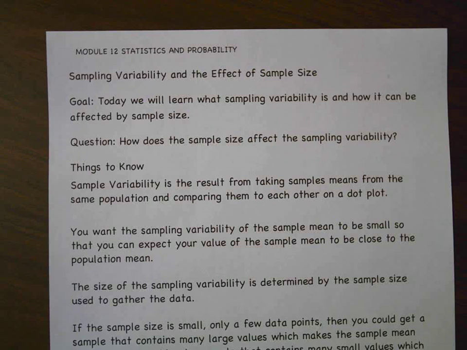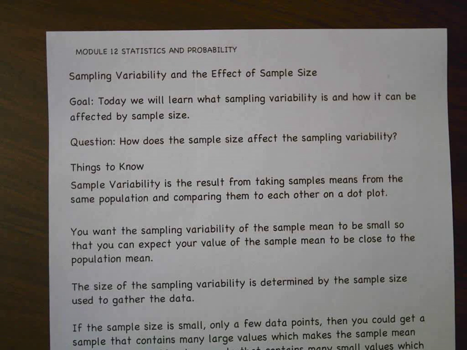All right, in our Things to Know section, we're going to discuss what sample variability is. Sample variability is the result from taking sample means from the same population and comparing them to each other on a dot plot. An example would be last week when we were working with your rectangle sizes, the rectangular areas of those random rectangles, and how we came together on the board and listed all of your individual means on the same dot plot. That's what sample variability is.